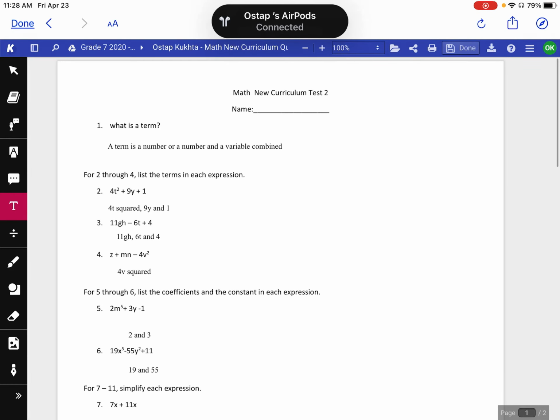Okay, so for this math test, for number one, a term is a number by itself, like 1, or a number and a variable combined, like 1x or 1y.